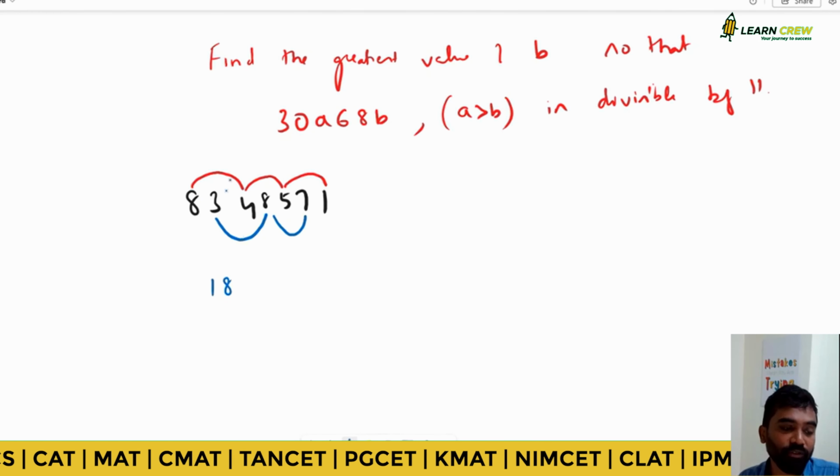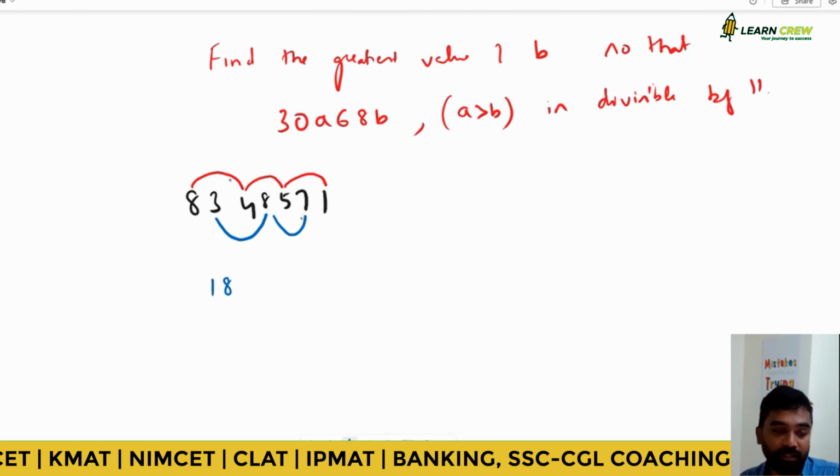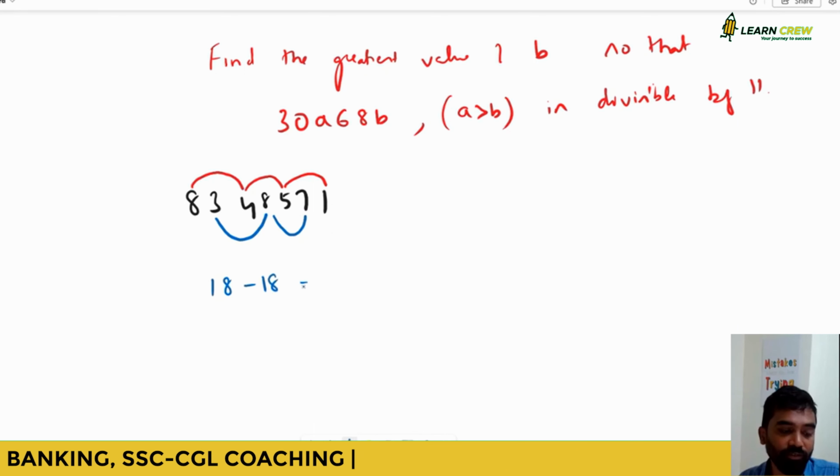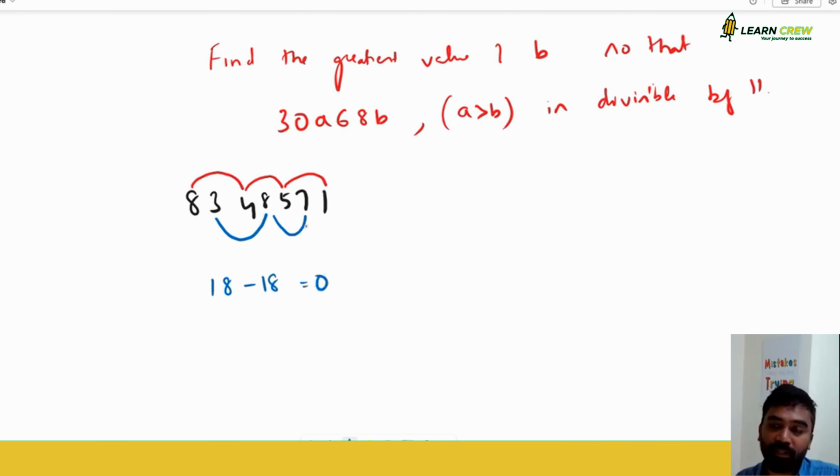So 3 plus 8 is going to be 11. 11 plus 7 is going to be 18. So 18 minus 18, it is going to give us 0. So this number is divisible by 11. Or in the other case, it has to be a multiple of 11.